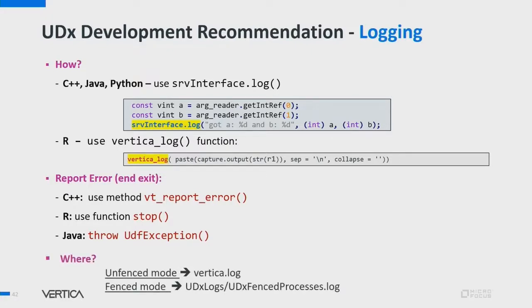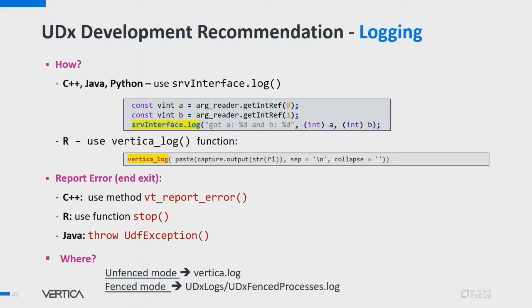And where you can find the logs for any UDXs that are running in unfenced mode, meaning that are running inside the Vertica process. All logging information will be stored in the Vertica log file available in the catalog directory. On the other hand, for fenced mode UDXs, there is a special directory in the catalog called UDX logs, and then you will find all the information related to UDX execution in that particular log file.